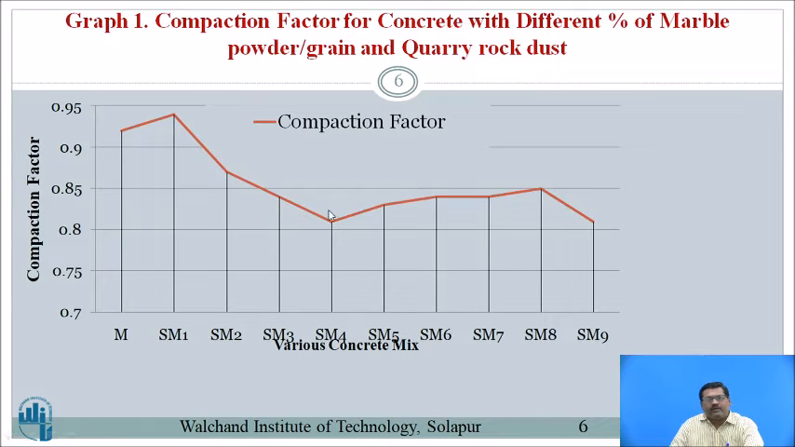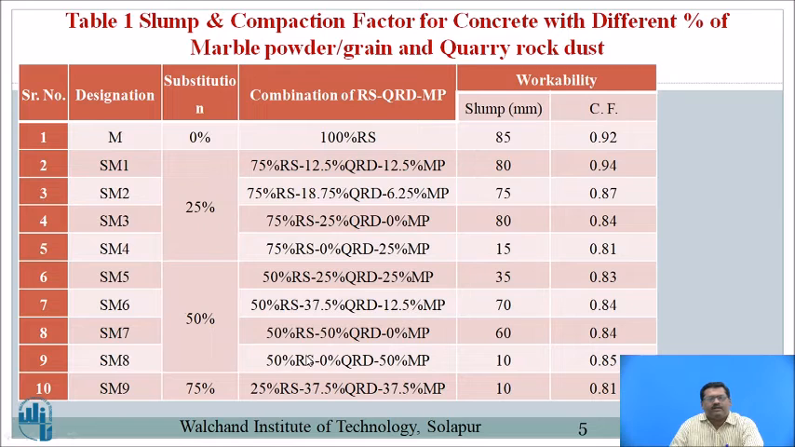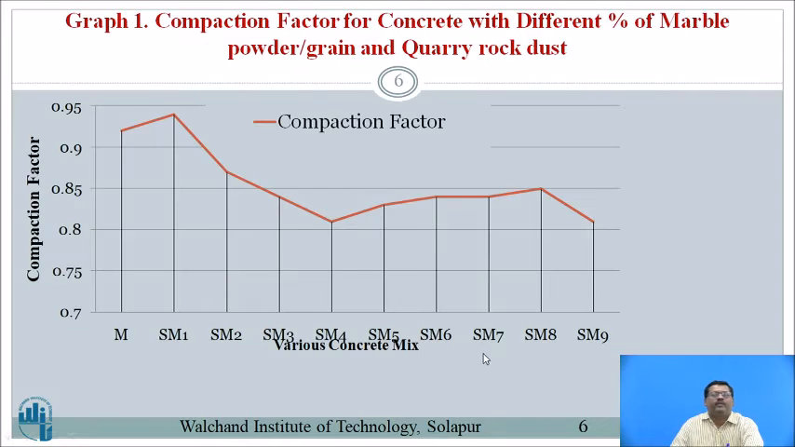Now, if you observe this compaction factor, it has improved to say SM8. SM8, this is very good. 50% substitution is good, and little bit the slump and compaction factor both are good in this case, SM7, SM8.